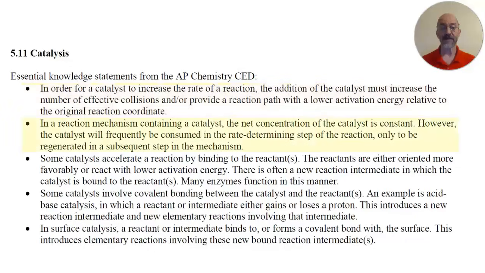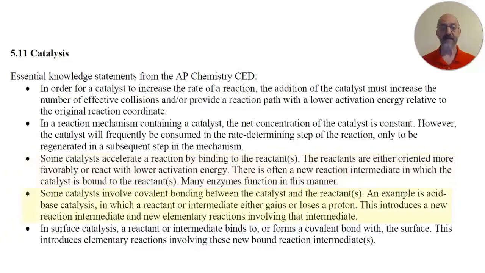In a reaction mechanism containing a catalyst, the net concentration of the catalyst is constant. However, the catalyst will frequently be consumed in the rate-determining step of the reaction, only to be regenerated in a subsequent step in the mechanism. Some catalysts accelerate a reaction by binding to the reactants, and the reactants are either oriented more favorably or react with lower activation energy. And there is often a new reaction intermediate in which the catalyst is bound to the reactants. Many enzymes function in this manner.